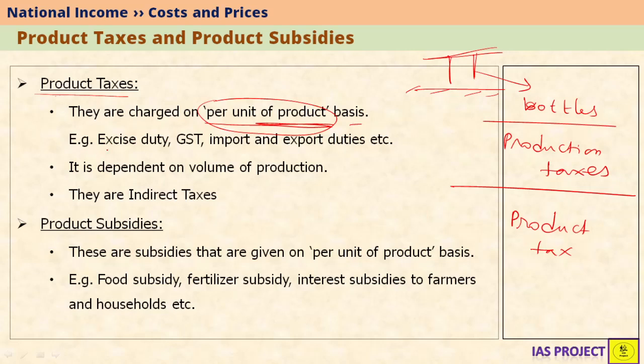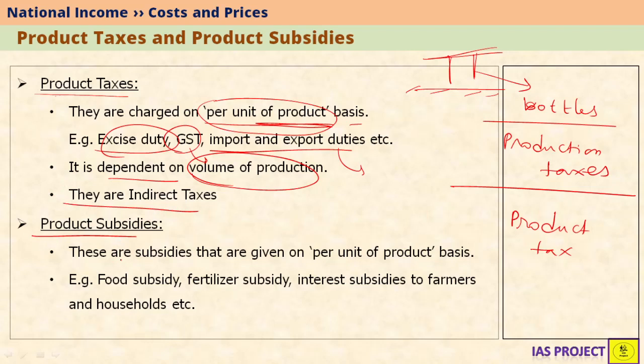Examples of product taxes include excise duty, which is charged on manufacturing, and GST, which is nothing but goods and services tax. This is the chief indirect tax at the moment. Also, import and export duties, which are charged on imports and exports. These are also charged on quantity basis. If the quantity is more, import duty and export duty is more. Product taxes depend on the volume of production, that is the number of bottles you are producing. Product taxes are also called indirect taxes.